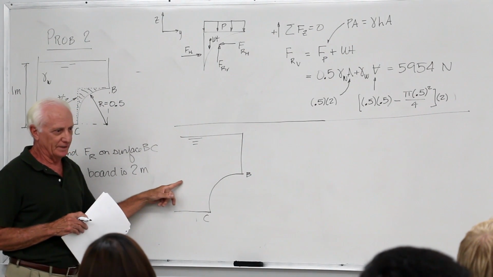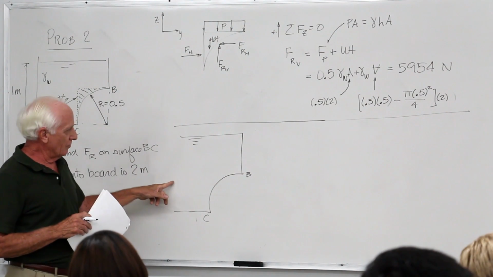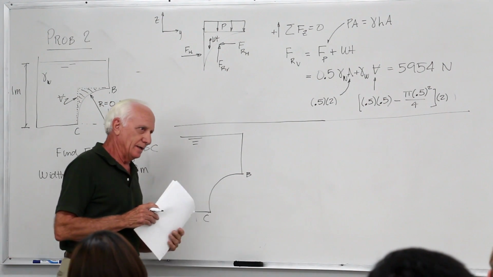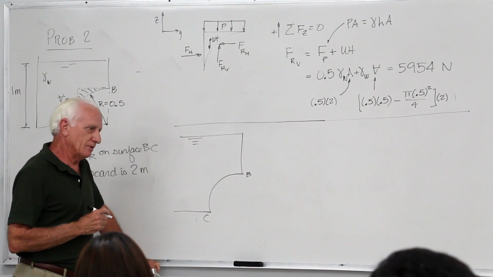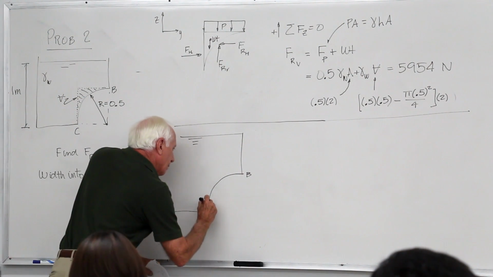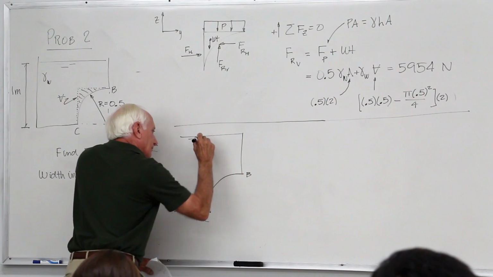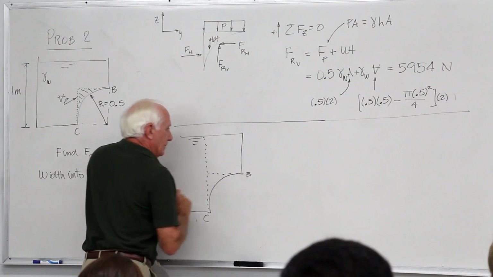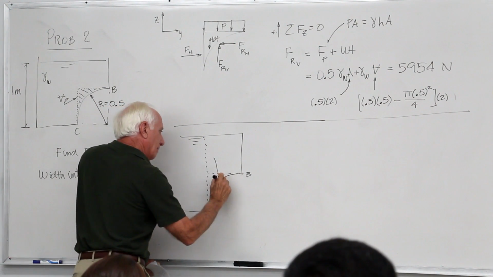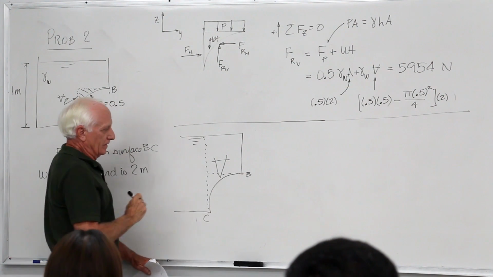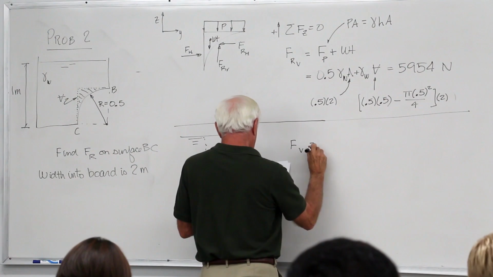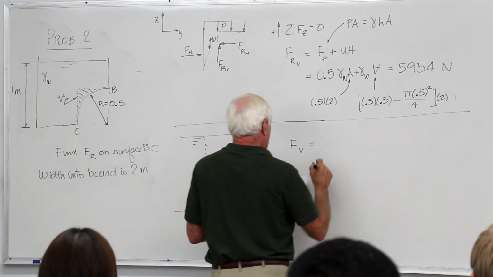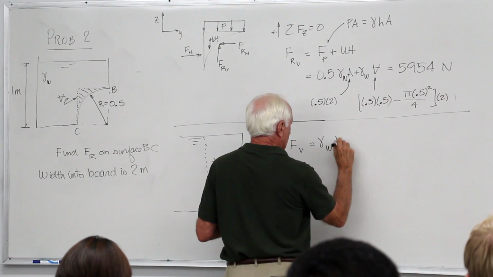Here's the rule in words. The vertical force on curved surface BC is the weight of the volume of water extending vertically to the free surface, real or imaginary. Okay, there it is. There's the volume, that whole area. Okay. Vertical force is equal to gamma water times the volume.